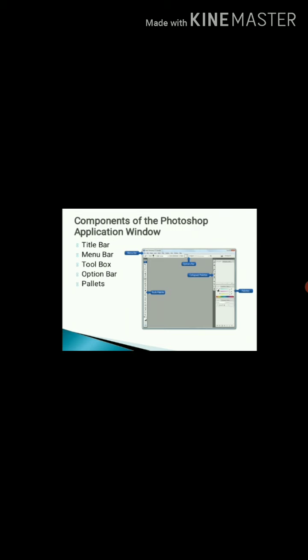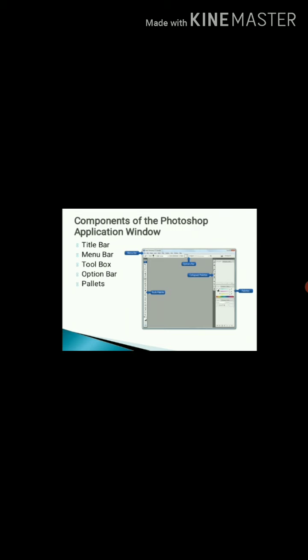The main components of this window are title bar, menu bar, toolbox, option bar and palette. So let's see one by one. Title bar. Title bar is the topmost bar displaying the title of the application. Like Adobe Photoshop is the title of this application.